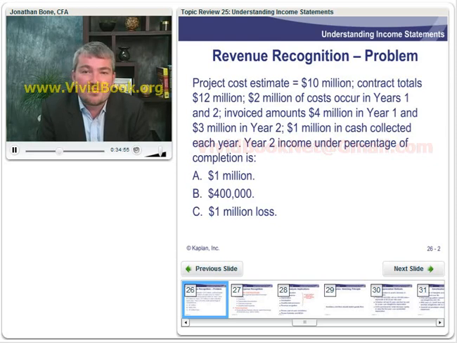We need to knock off anything that's been recognized in year one. So let's have a little look at what's been recognized in year one. Year one would have been 2 million over 10 million, so 20% of the contracted selling price, which is 2.4 million. So we've got cumulative revenue to date in year two of 4.8, 2.4 recognized in year one, so the sales figure we should recognize in year two is 2.4 million. So sales are 2.4 million, we incurred 2 million of costs in year two, and as a result the profit we should show is 400,000.